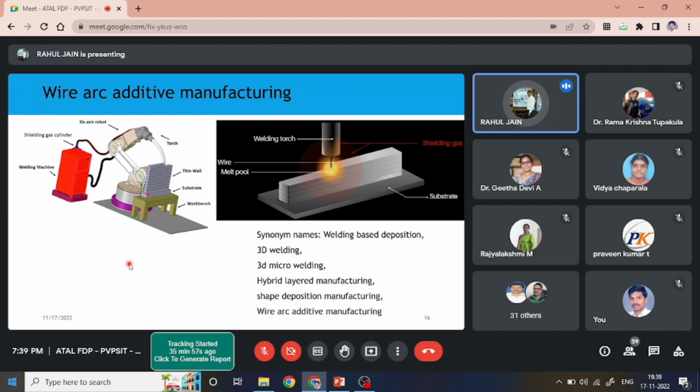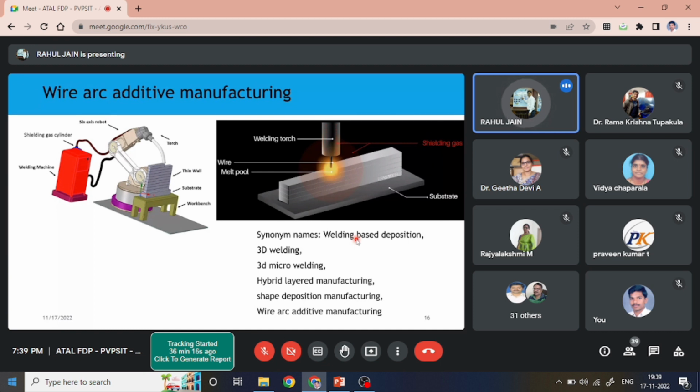Again, like in mechanical engineering, mostly you will find there are a lot of synonym names which are given. Similarly, if you go across the world, there are other names given to the wire arc additive manufacturing process, which from now onwards I'll refer to as WAM, WAAM, WAM process, right? What are the synonym names?